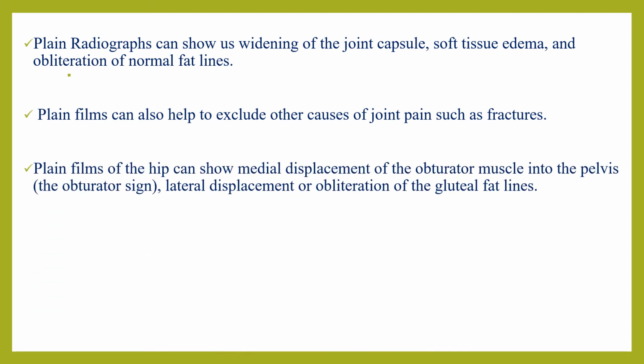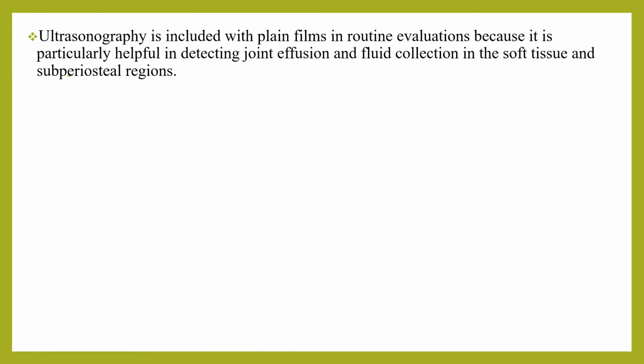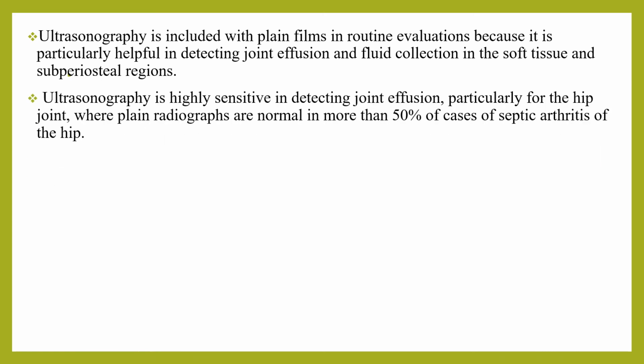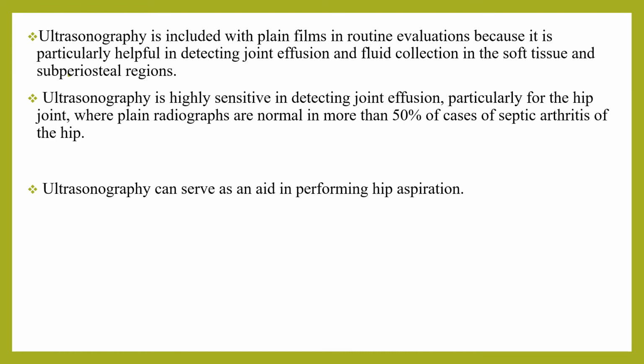Plain films of the hip can show medial displacement of the obturator muscles into the pelvis, which is called the obturator sign, and also lateral displacement or obliteration of the gluteal fat line. Ultrasonography is included with plain films in routine evaluation because it is particularly helpful in detecting joint effusion and fluid collection in soft tissue and also the subperiosteal region. It is highly sensitive in detecting joint effusion, particularly for the hip joint, where plain radiographs are normal in more than 50% of cases of septic arthritis of the hip. And it can serve as an aid in performing hip aspiration also.